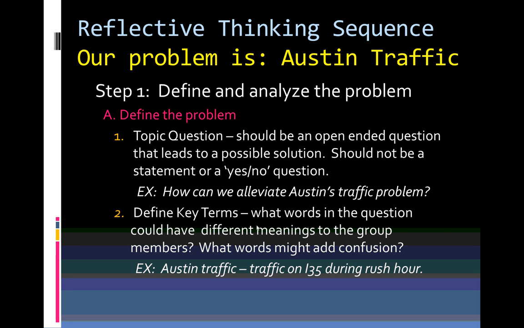So for our purpose, we're defining Austin's traffic as traffic on I-35 during rush hour. So although there's a lot of problems with traffic throughout Austin, this group is specifically going to work on I-35.